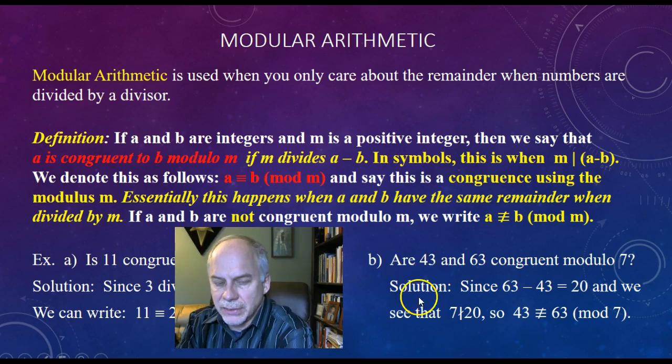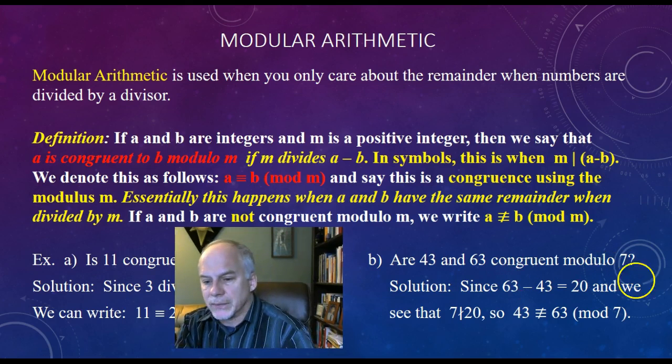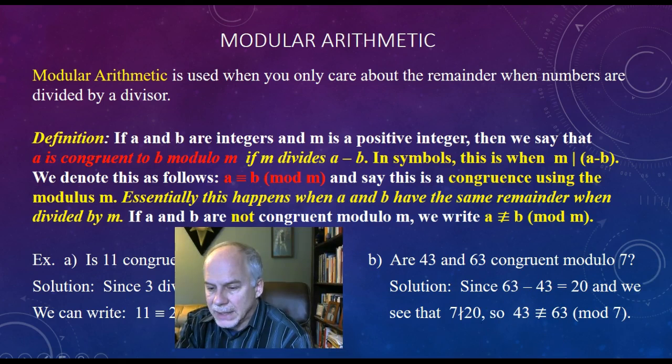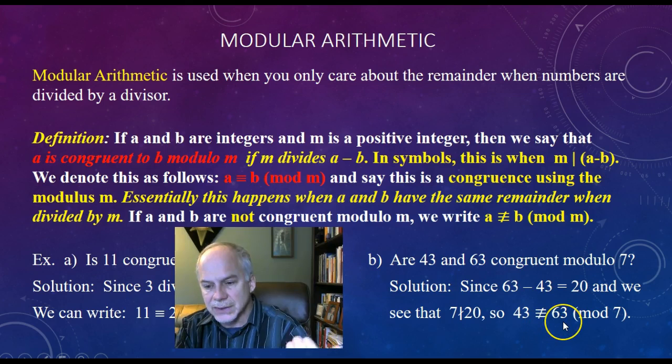Okay, here's another example. Are 43 and 63 congruent modulo 7? Well, when we find the difference of them, 63 minus 43, we get 20. But 7 does not divide into 20, the difference. So 43 is not congruent to 63 mod 7.